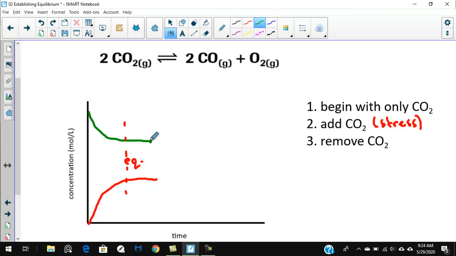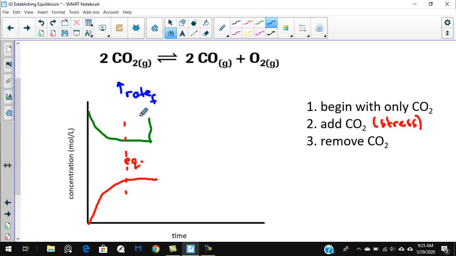So that would mean that this concentration of CO2, well, that's the worst straight line ever, the CO2 concentration would go up. And if that was true, that the concentration of CO2 went up, then we would see the rate of the forward reaction increase.